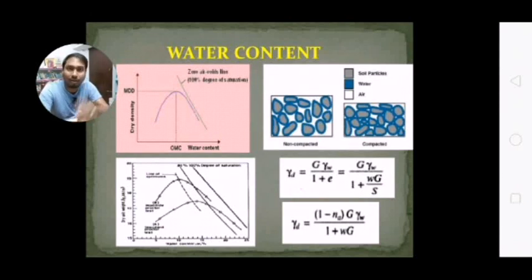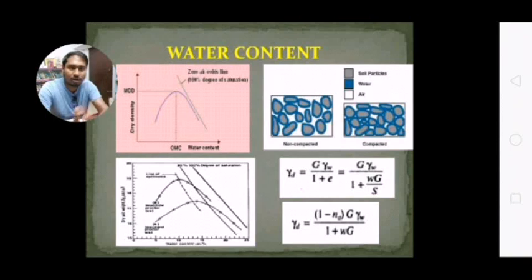We can see from this graph that corresponding to the optimum moisture content, the density is called the maximum dry density. So if we increase the water content beyond this optimum point, the dry density decreases.